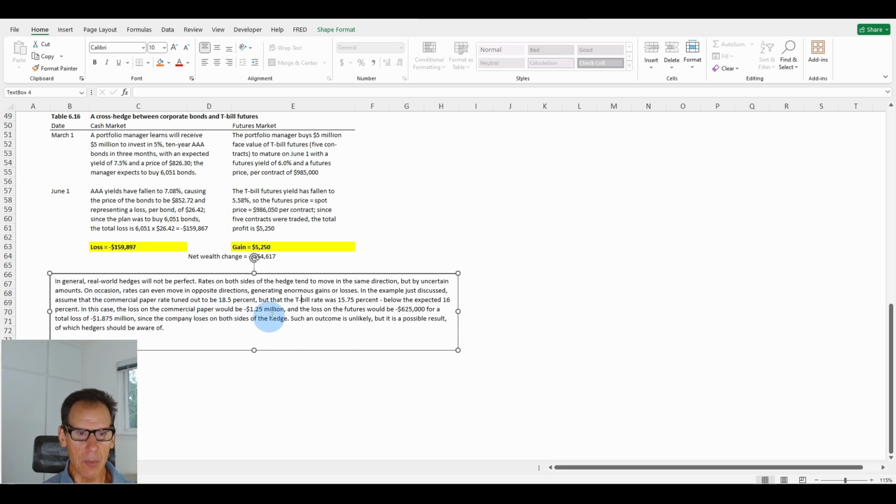On occasion, rates can even move in opposite directions, generating enormous gains or losses. In the first example just discussed, assume that the commercial paper rate turned out to be 18.5%, but that the T-bill rate was 15.75%, below the expected 16%. In this case, the loss on the commercial paper would be $1.25 million, and the loss on the futures would be $625,000, for a total loss of $1.875 million, and the VP looking for a new job. The company loses on both sides of the hedge. Ouch. Such an outcome is unlikely, but it is possible, of which hedgers should be aware.